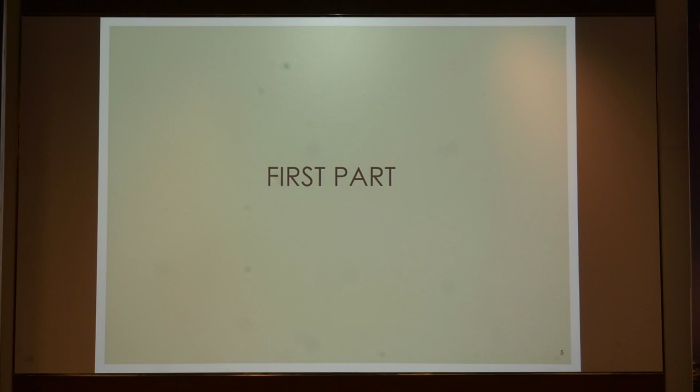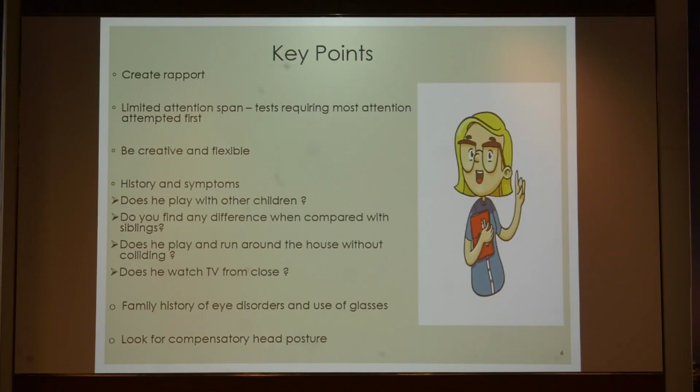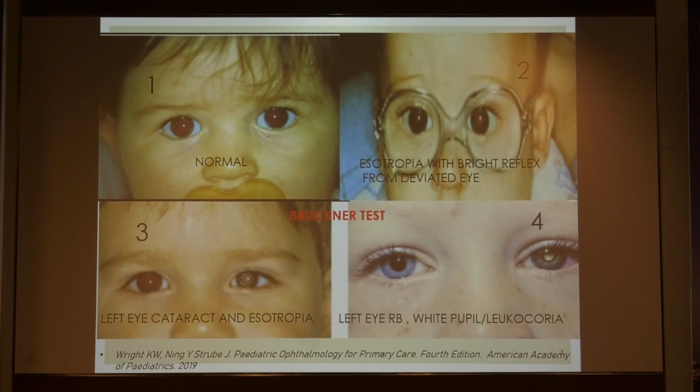So I've divided the examination into two parts. The first part is all about creating a rapport, creating a comfort zone. Because the child has a limited attention span, we do the most important test first. We have to be creative, flexible, get a detailed history from the parents. Any significant family history has to be documented, and during this time, we look for a compensatory head posture, if any. We do the Bruckner test first.